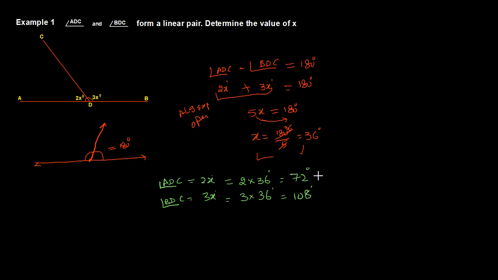108 degrees. So if I add these two, what is it actually supposed to give me? 180, because the condition says it's a linear pair. So that's the value of x. If they have asked for the value of x, just leave it as is. If they have asked you to find out those two angles, substitute the value of x and find those two angles.